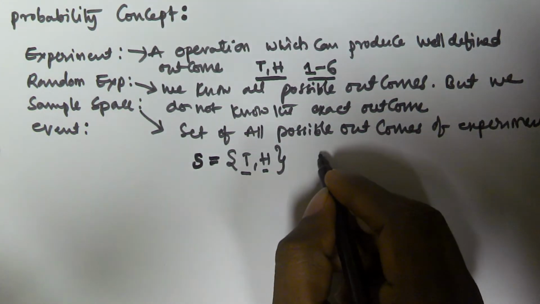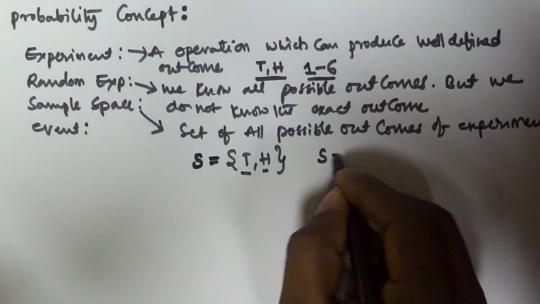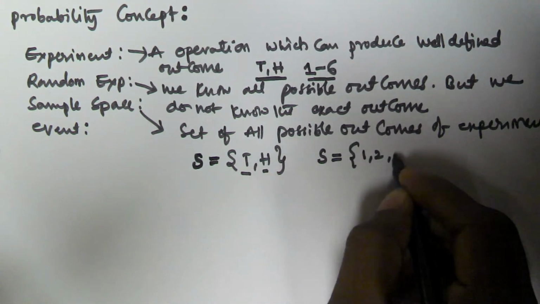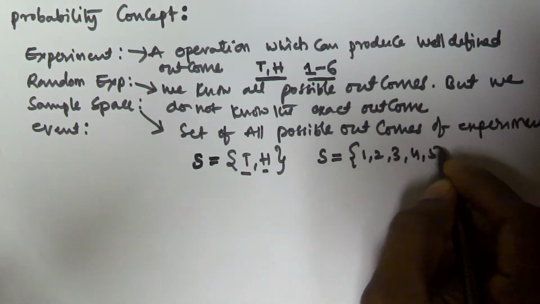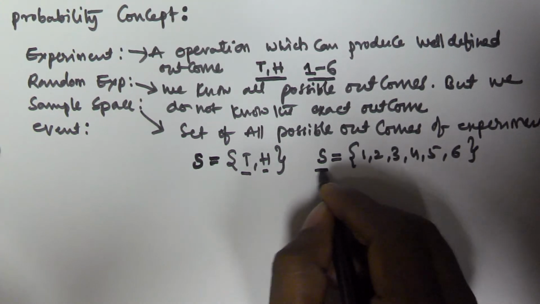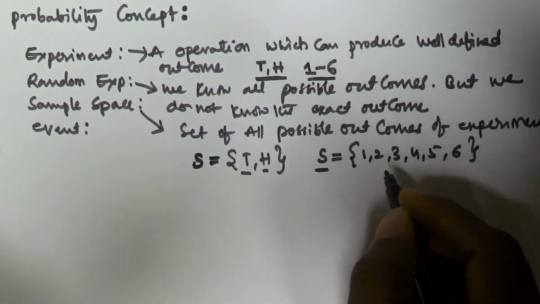Next one is throwing a dice. The sample space is 1 to 6. All possible outcomes: 1 may come, 2 may come, or 3, 4, 5 and 6. So this is the sample space of throwing the dice.